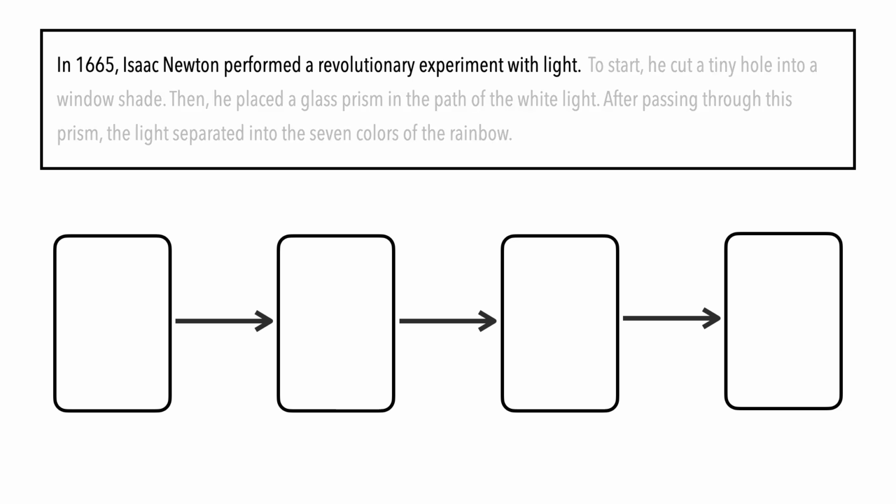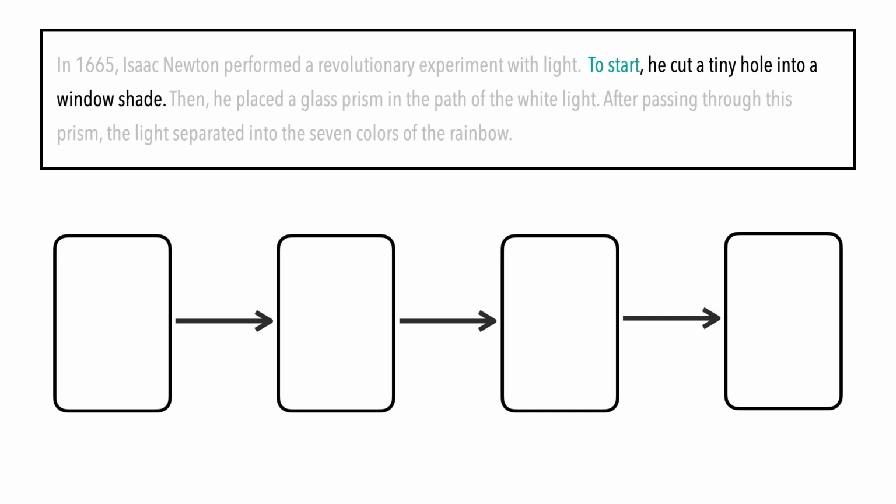Here we go. In 1665, Isaac Newton performed a revolutionary experiment with light. To start, he cut a tiny hole into a window shade. Oh, did you notice these words, to start? This phrase signals that the steps of the experiment are going to be listed in sequential order.